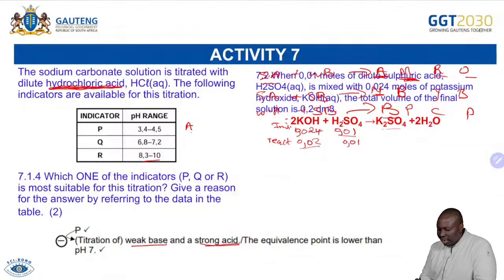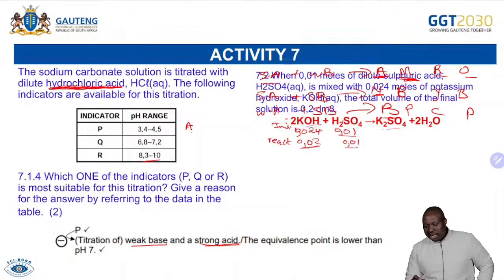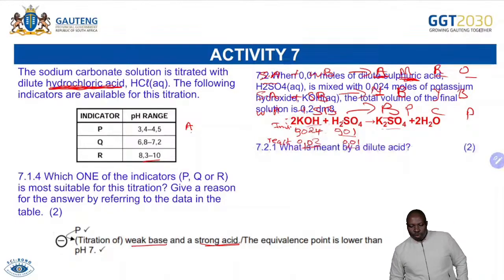What is going to react is that 0.02 of potassium hydroxide will react with 0.01 of sulfuric acid. And then you can see that when it comes to potassium hydroxide, there is potassium hydroxide that will remain. I think that will be potassium hydroxide in excess. We'll have potassium hydroxide in excess as well there. So it helps you as you deal with it.